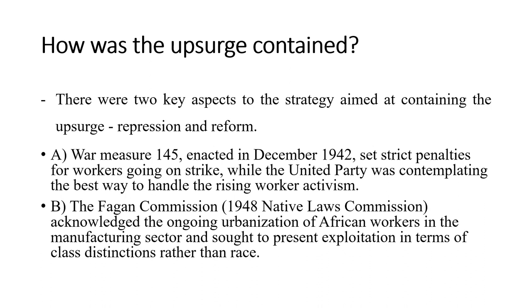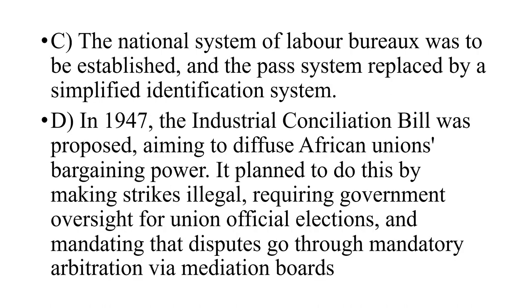And then B, there was the Fagan Commission. It acknowledged the ongoing urbanization of African workers in the manufacturing sector, and it sought to present exploitation in terms of class distinction rather than race. And then C, the National System of Labor Bureau was to be established, and the past system replaced by a simplified identification system. And in 1947, the Industrial Conciliation Bill was imposed, aiming to diffuse African unions' bargaining power.